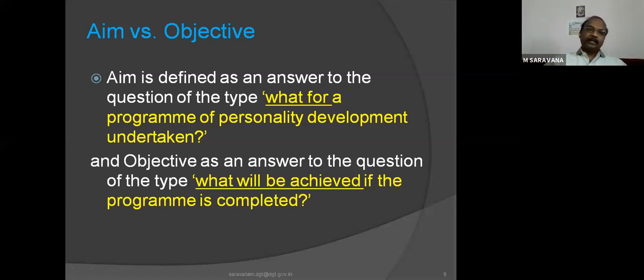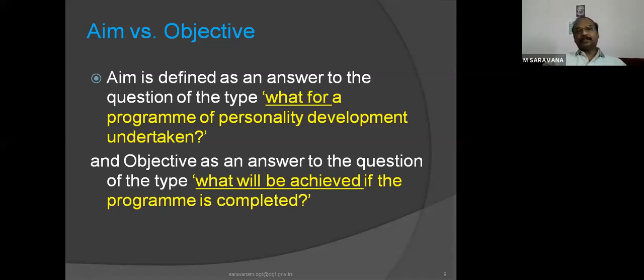And let us see the objective. Objective is an answer to the question of the type, what will be achieved if the program is completed. You can see the underlined words. What for the program, that answer will be your aim, and what will be achieved through the program will be your objective. I hope you can understand very easily, because the example is given in such a manner. So the difference between aim and objective: the intention is the aim, and the intended outcome or the learning outcome is the objective.